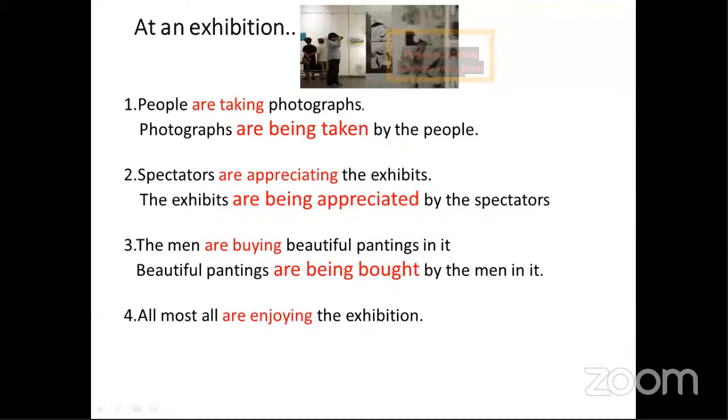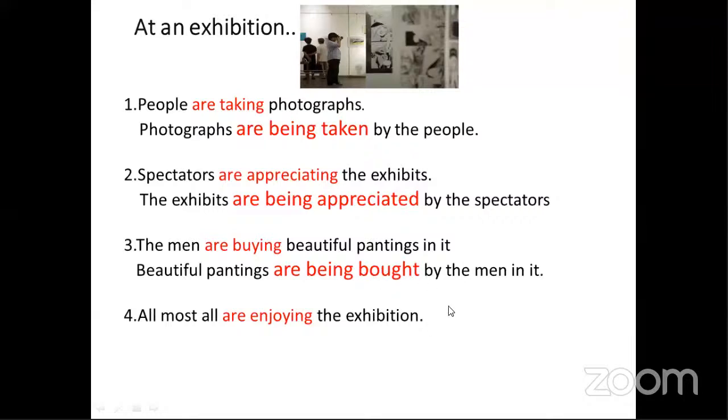Some of the students, they are confusing the brought and the bought. Bought කියලා කියන්නේ මොන හරි දෙයක් අරගෙන එනවට, right? And here bought means මිලදී ගන්නවා, right? So we have to use B-O-U-G-H-T, not B-R-O-U-G-H-T. So the beautiful paintings are being bought by the men in it. So we can get the past participle verb of buy, that is bought.